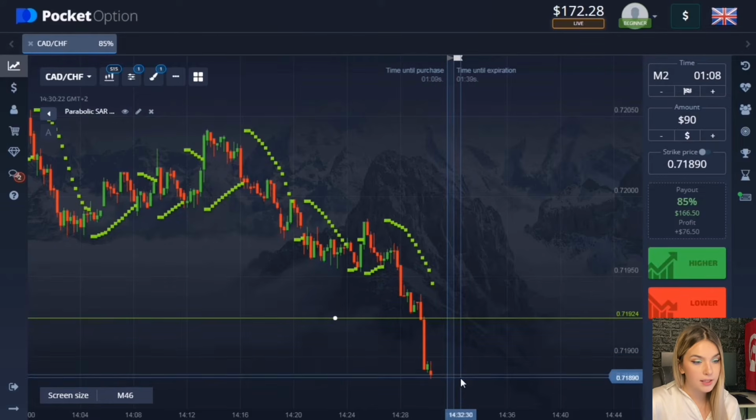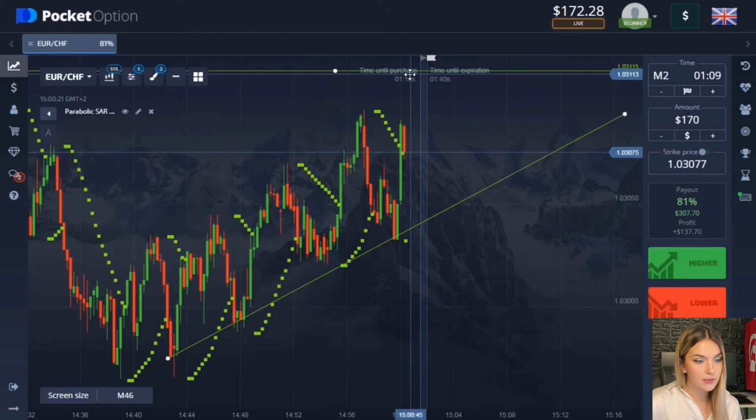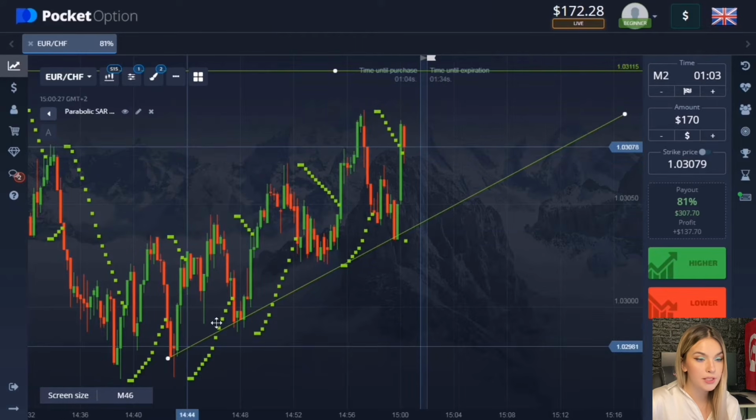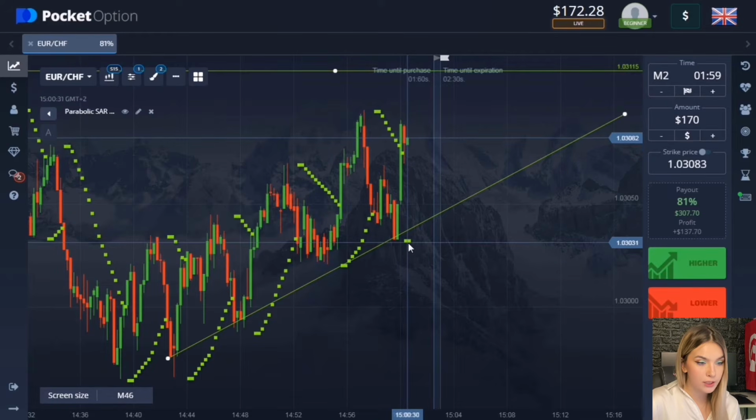Let's continue and find the next entry point. Here we see that there is a resistance level at the top. We also see that there is an upside movement. Here, the price lows are getting higher and 2 points appear from the bottom of our chart. I think to open a deal for 2 minutes to increase.